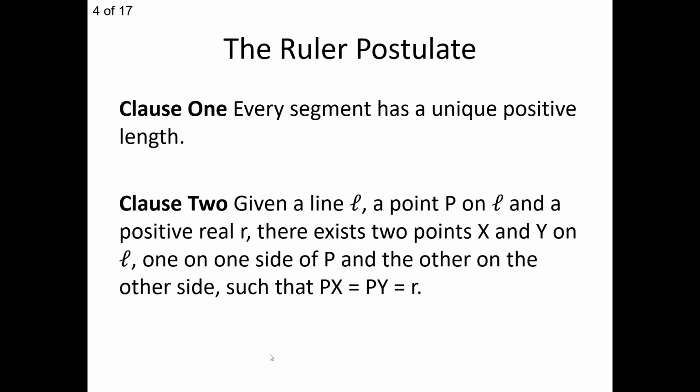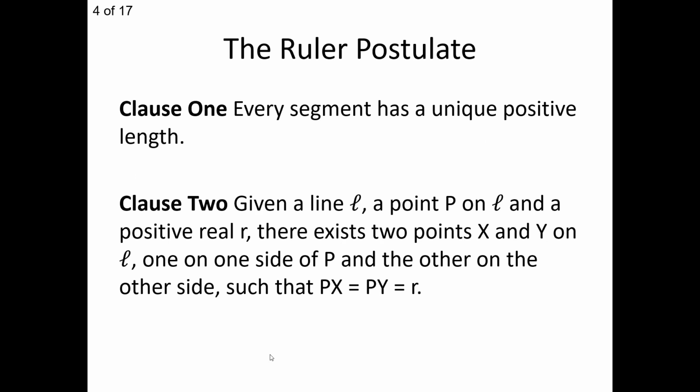Next one is the ruler postulate. We've briefly mentioned this one. I mentioned in one of our previous lessons that it has 2 clauses. The first clause we already mentioned, which is that every segment has a unique positive length. However, there's a second clause, and it's a little wordy, but let me sum it up. Because we have a ruler postulate, we can make measures. Say, for example, we're given a line and some point on that line, and I want to make a measure of some positive real number. We'll call that positive real number R.